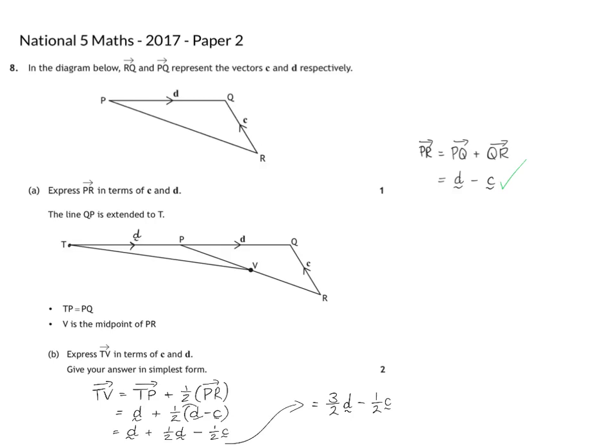Second one, first mark, is for knowing a valid route. So what I've written there, that T to V is T to P plus a half P to R. And then getting our final answer of 3 over 2 D take away a half C. That gives us our second mark for part B.